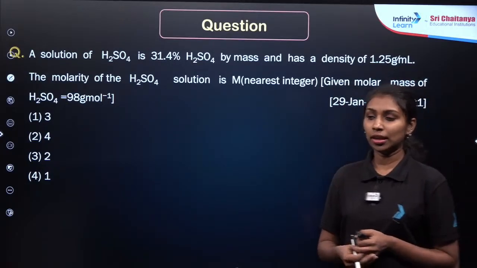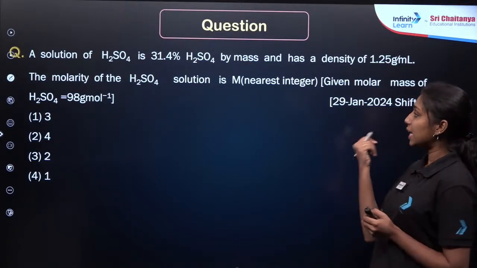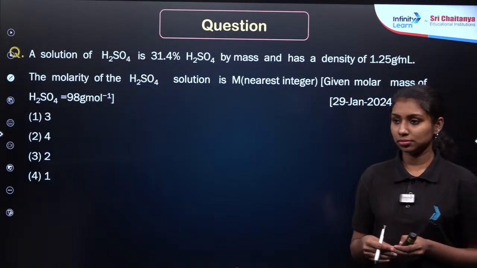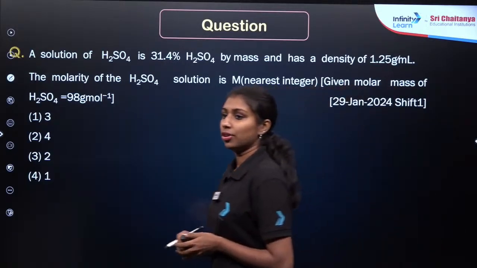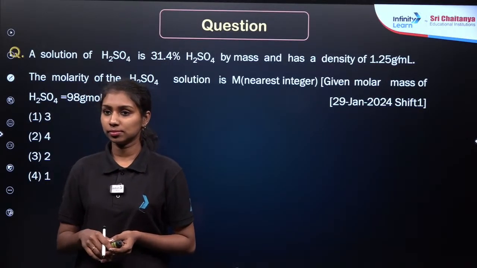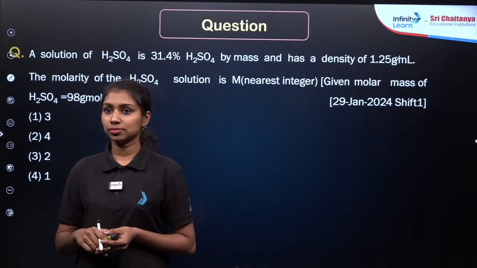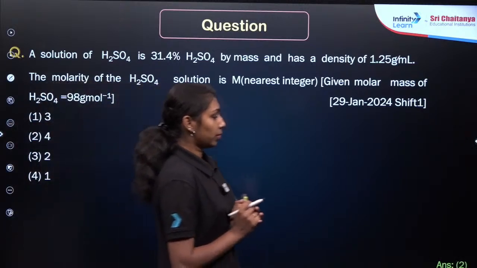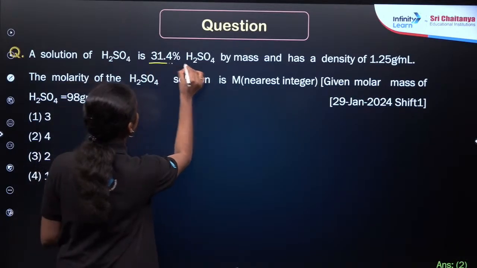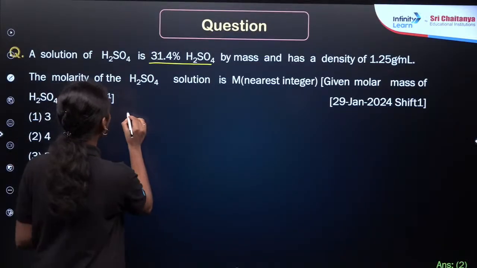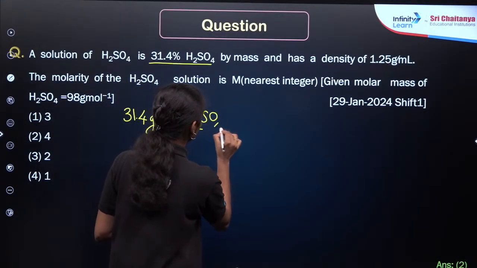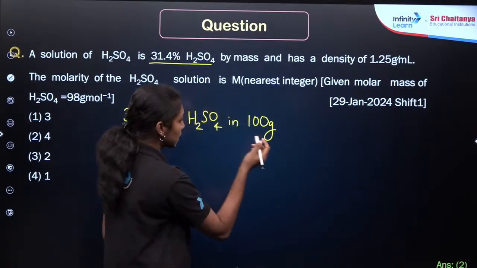Okay, try to solve this problem. Weight percentage is given here. From that, you need to get an idea of how molarity is calculated here. Okay, how can we solve this question? Yes, option 2 will be the correct answer, which means answer 4. Let's check how it comes. So here it is given as 31.4% of H2SO4, which means that 31.4 gram of H2SO4 is present in 100 gram of the solution. That is the exact meaning of weight percentage, right?